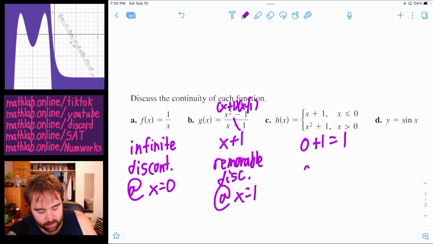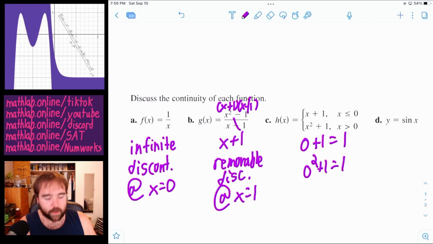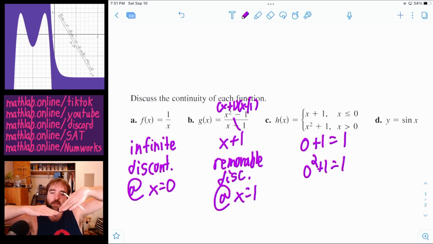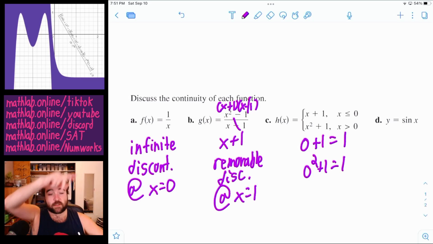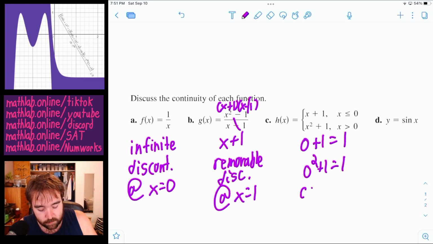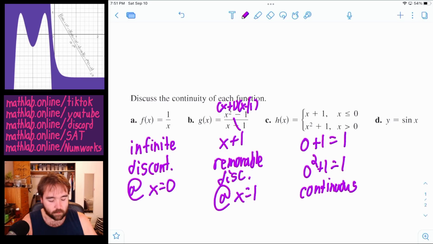Plug in 0 to the next one, 0 squared plus 1 is also 1. So from the right side, it's going to be 1. So these two functions line up. This is continuous. That's a continuous function. And then D, sine of x, you just know what that graph looks like. That's also continuous. The sine graph is continuous everywhere.